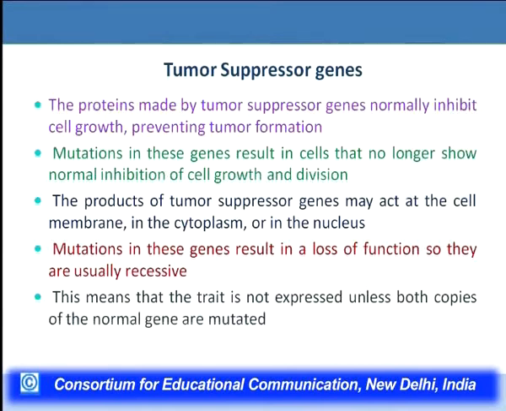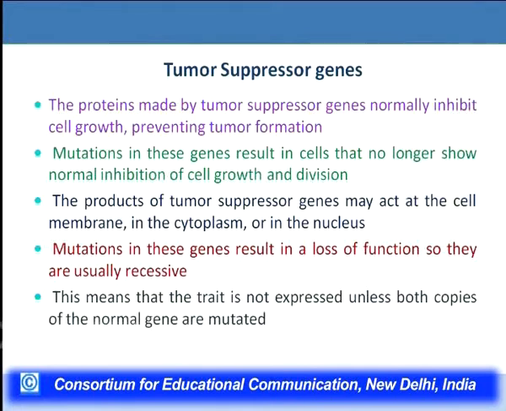Mutation in these genes results in cells which are no longer able to show inhibition of cell growth and division, and the product of these genes may act either at the cell membrane, in the cytoplasm, or in the nucleus. So there are a large number of sites where the product of these genes can act.